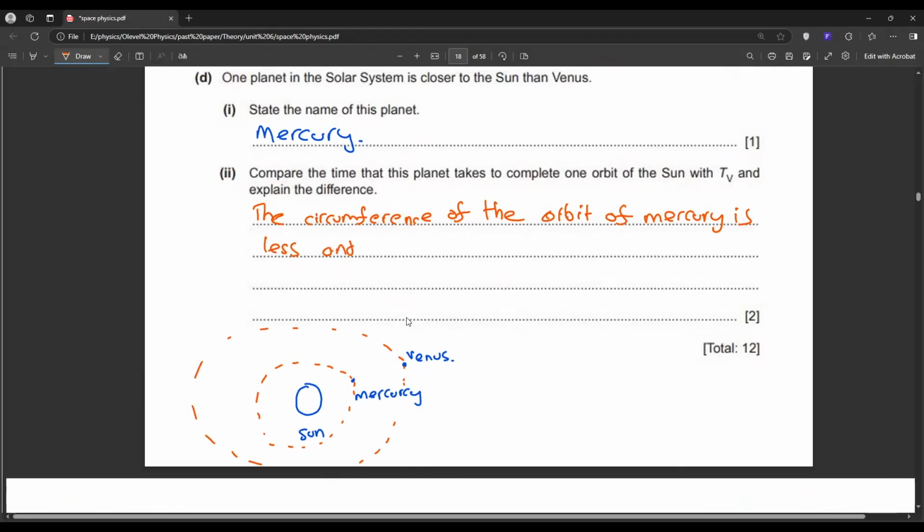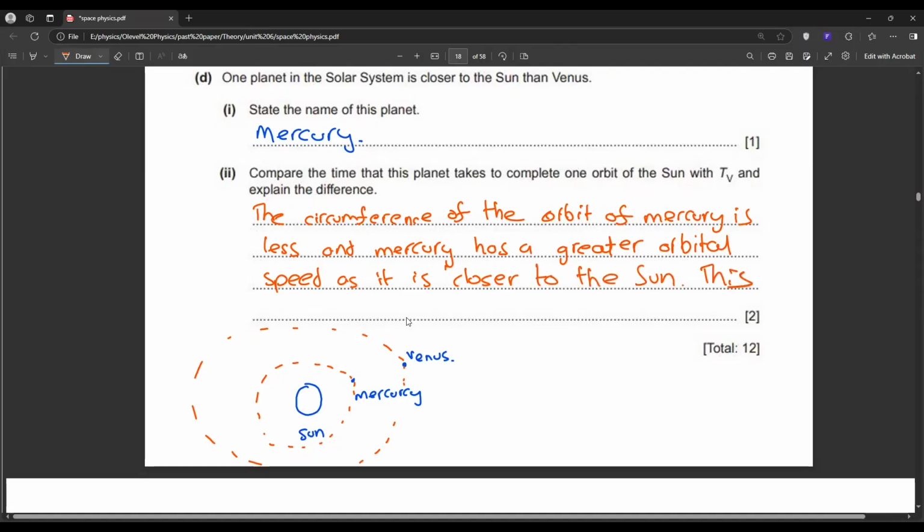And Mercury has a greater orbital speed. Why? Due to it experiencing a greater gravitational force due to the sun, or how can you phrase it? Mercury has a greater orbital speed as it is closer to the sun.